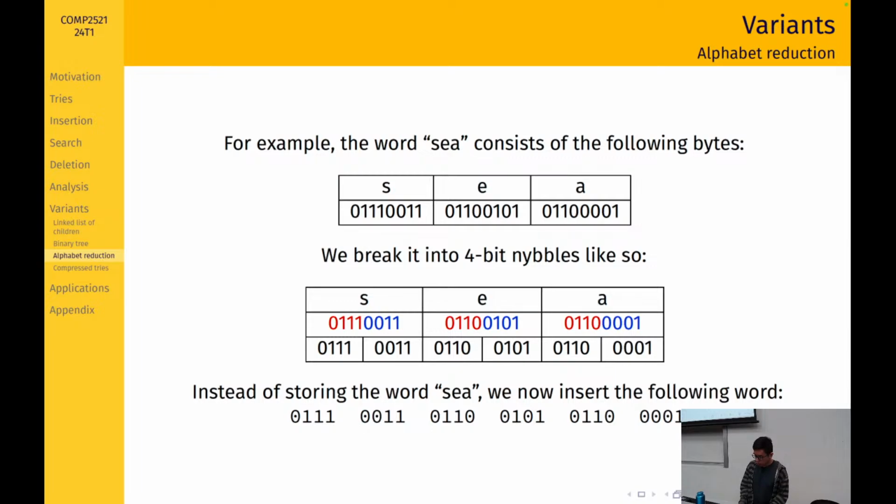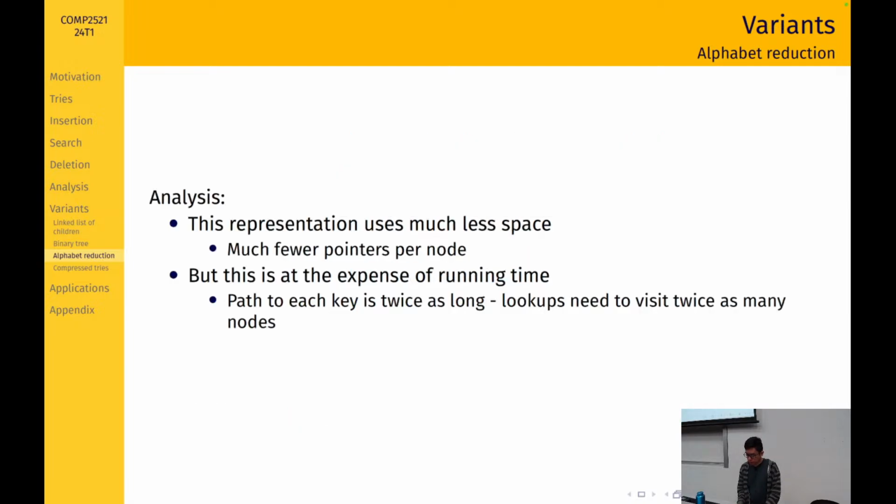And now this allows us to store fewer pointers in each node. Okay, so this representation uses less space because, as I said, there are fewer pointers per node. But again, it's going to take more time to search, insert, or delete something, because the path to each key or word is twice as long. That's because we've broken up each character into 2 smaller characters.